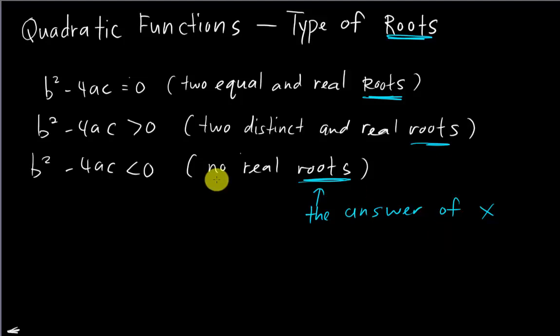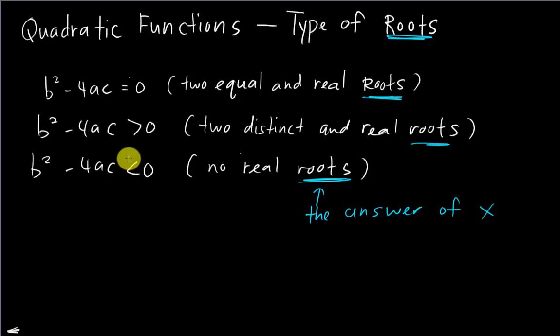So if you see no real root, it means there's no answer for x. When you type it in the calculator, it will tell you it's a math error. 2 equal and real roots means both of your x will be the same answer, something like x equals to 2 and x equals to 2. 2 distinct and real roots will mean 2 different x answers, maybe x equals to 2, another x will equal to 5.